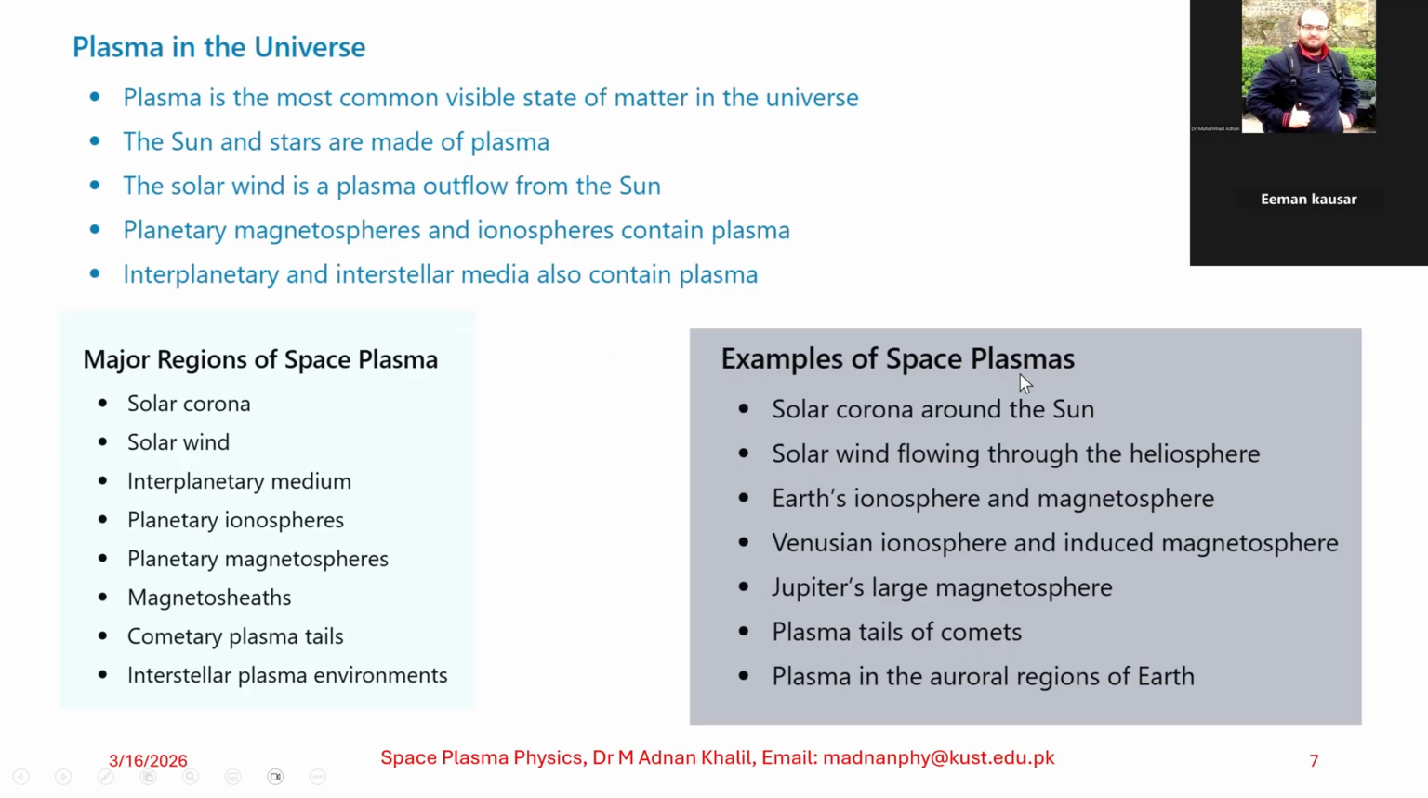Okay, so these are examples of space plasma. As I told you, the solar corona around the sun, the solar wind flowing through the heliosphere, the Earth's ionosphere and the magnetosphere. These are all various space plasma regions where space plasma is relevant. And there the particle dynamics and the field profiles can be estimated and can be described with the help of these plasma physics theories.